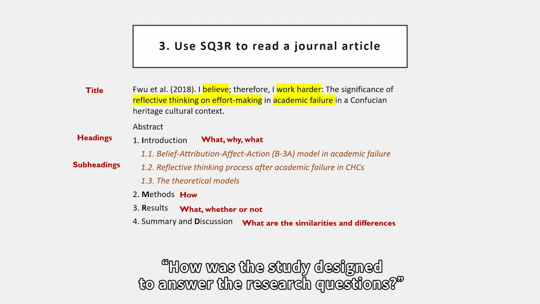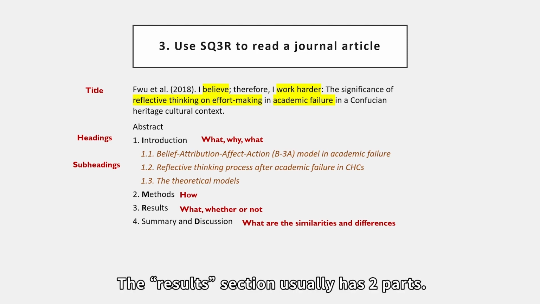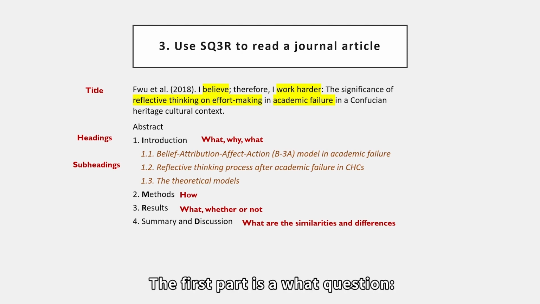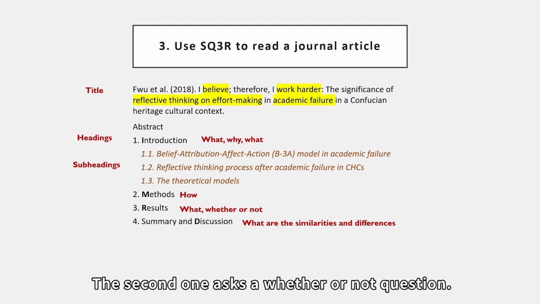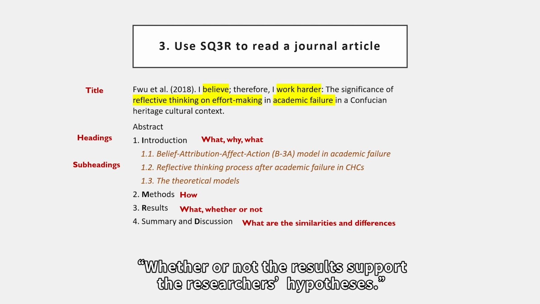How was the study designed to answer the research questions? The results section usually has two parts. The first part is a what question. What are the findings of the study? The second one asks a whether or not question. Whether or not the results support the researcher's hypothesis.